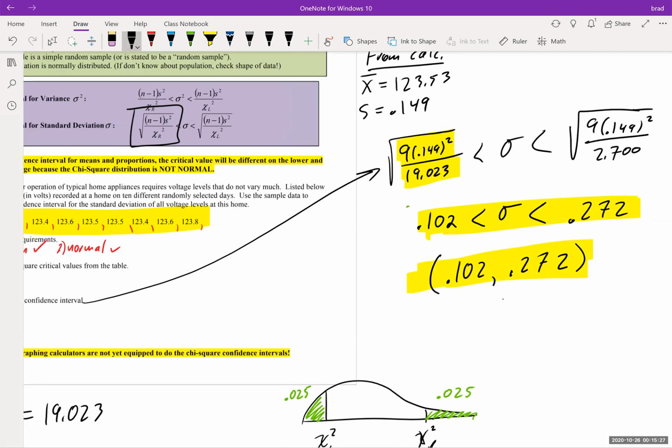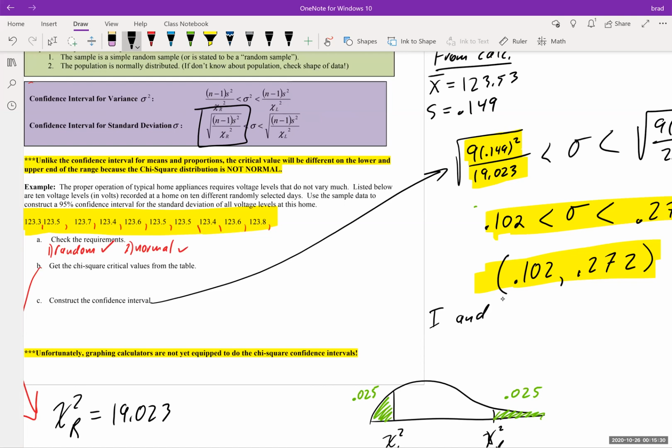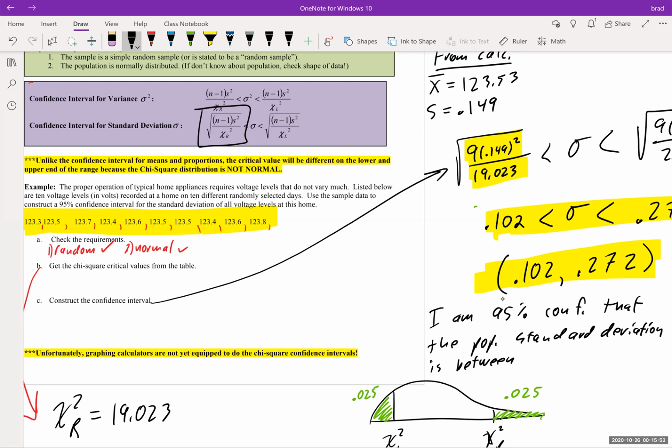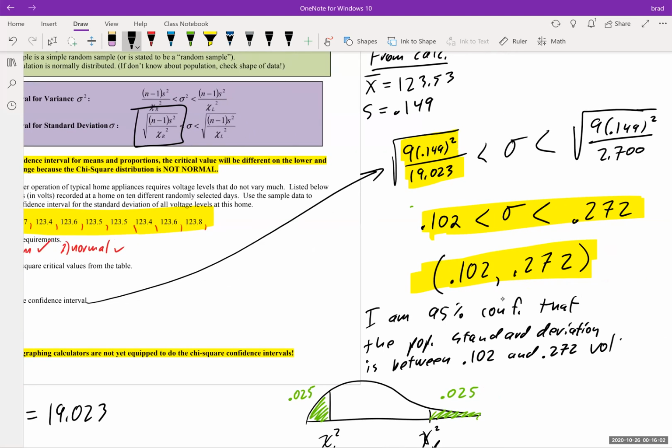So you would say, I am 95% confident that the population standard deviation is between 0.102 and 0.272 volts for household appliances.